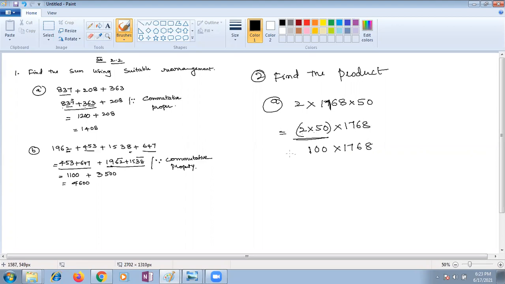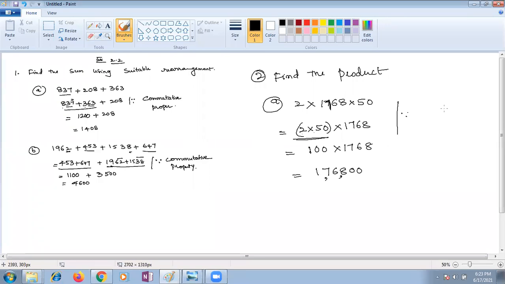Any number multiplied with 100, what happens, children? You have to add the same number with backside zeros. That's all. Ma'am, add two zeros because it's 100. Yes, you have to add backside 2 zeros. Which property we are using here? Ma'am, associative.